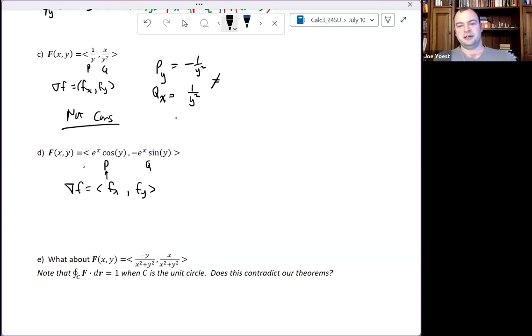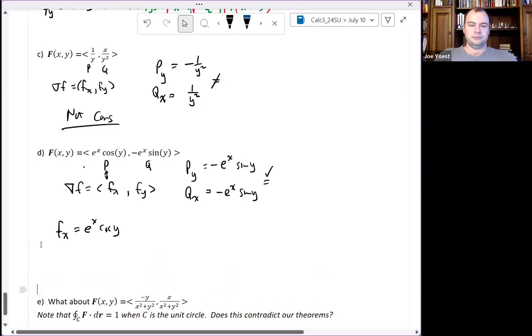So I know that P already has an x partial. I want to find Py and Qx, see if they're the same. Py gives me negative e to the x sine y, and Qx gives me negative e to the x sine y. These are equal, so this is a conservative vector field, and I can find my little f. I know little fx is e to the x cos y, and fy is negative e to the x sine y.